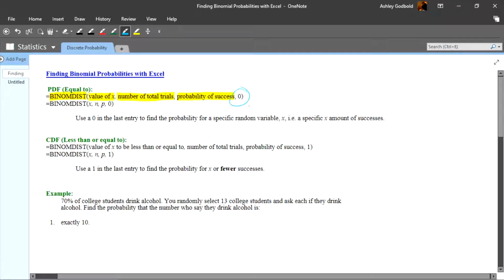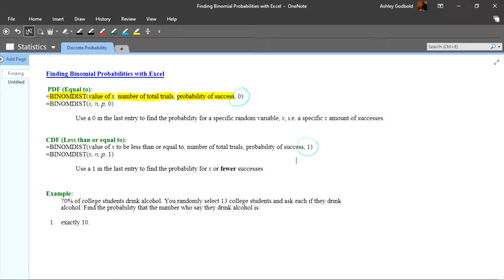You'll place a 0 or a 1 in this spot, where a 0 represents the probability not being cumulative and a 1 means it is, where false means no, I'm not calculating a cumulative probability. 0 is for the PDF and 1 is for the CDF. So if you're asked to find the probability that x is equal to an exact number, you'll put a 0 in this last spot. If you're asked to find the probability that x is less than or equal to some number, then the fourth number in your function will be 1.